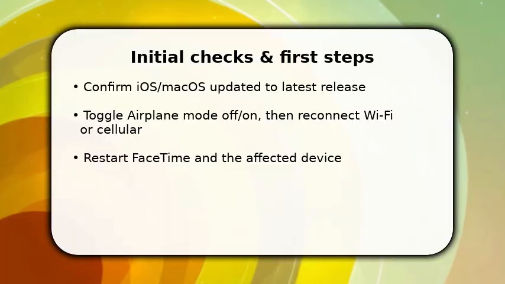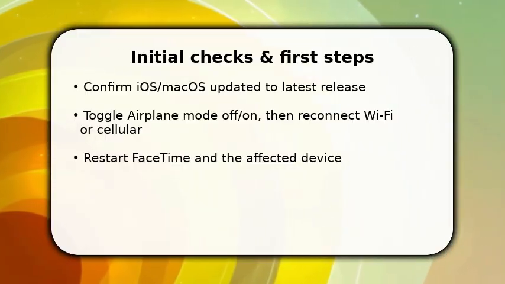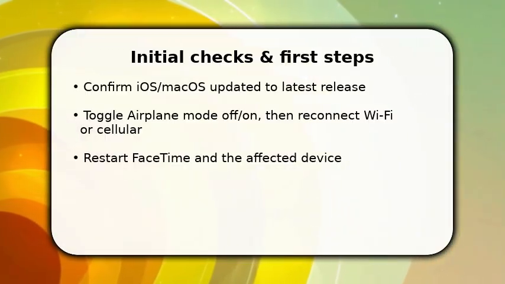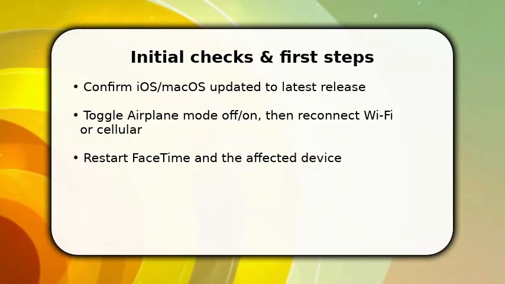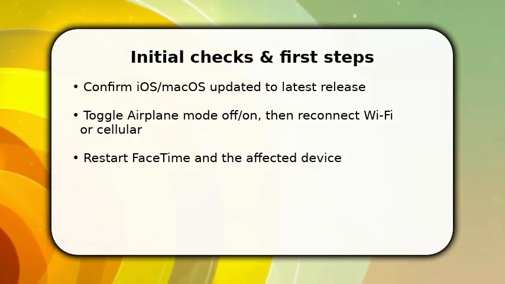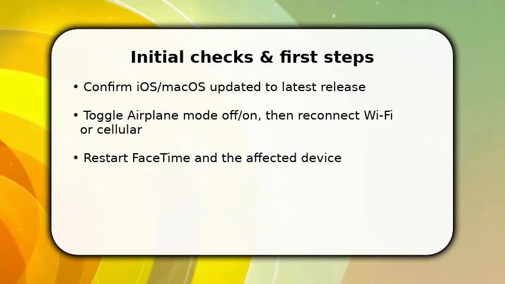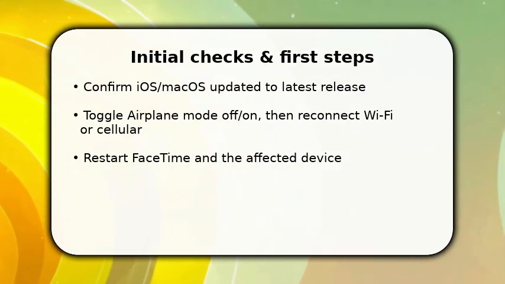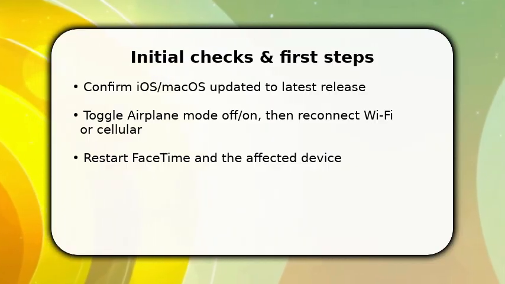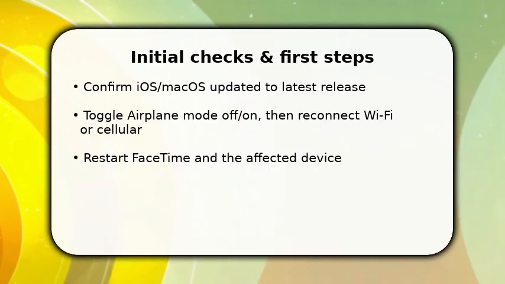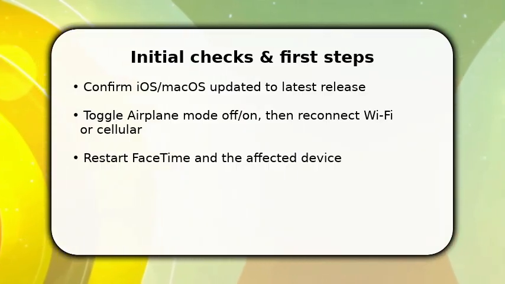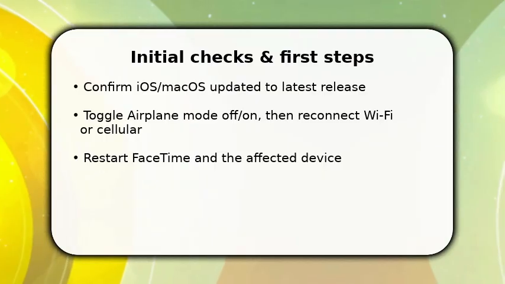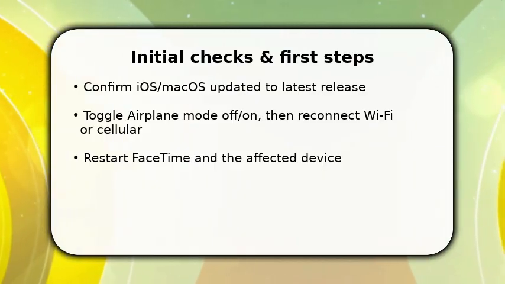You start by confirming system updates and FaceTime permissions, because outdated software or blocked mic access causes most audio failures. Next, toggle airplane mode for a quick network reset. This forces a new IP and reconnection. Then restart FaceTime and the device to clear transient audio processes. While it reboots, open settings and verify microphone, camera, and FaceTime permissions are enabled for the app.